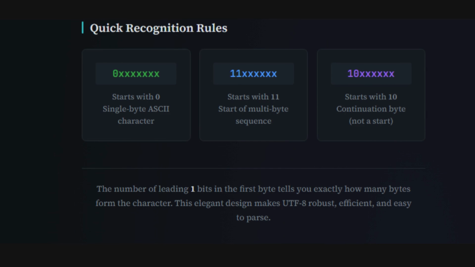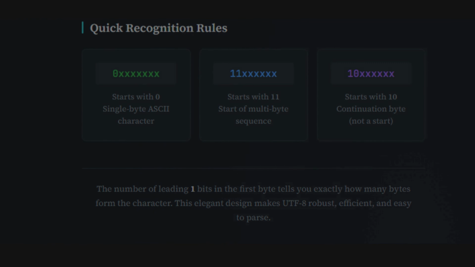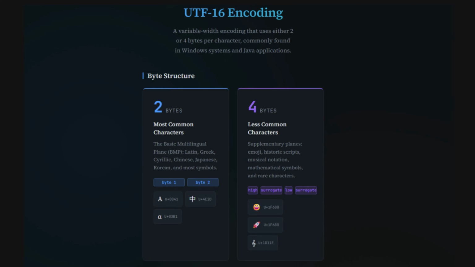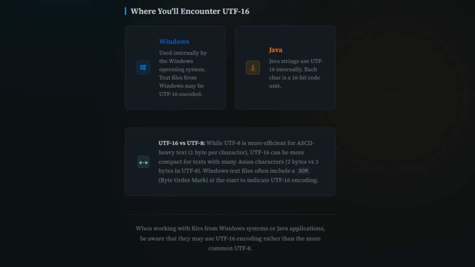While UTF-8 dominates the web, though, you'll encounter other Unicode encodings in cybersecurity work. UTF-16 uses 2 bytes for most common characters and 4 bytes for less common ones. It's used internally by Windows and Java. When you see text files from Windows systems, they might be UTF-16 encoded.